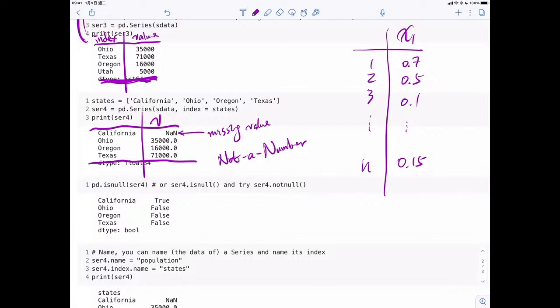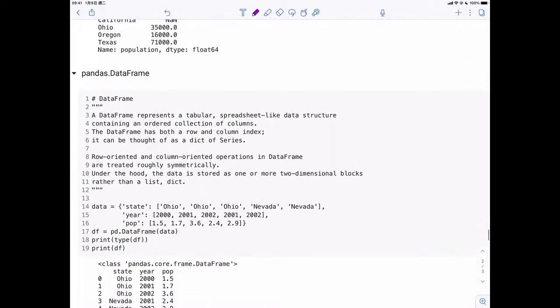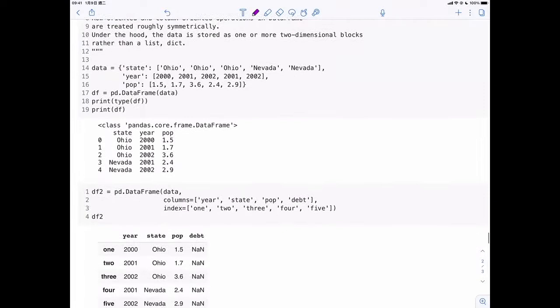That is the index, that is the value, and as we can see, those values are binary values: true or false, yes or no, 1 or 0, whatever you want. The other important data structure is the data frame, and a data frame is basically a table. So sometimes it looks like this, right here.